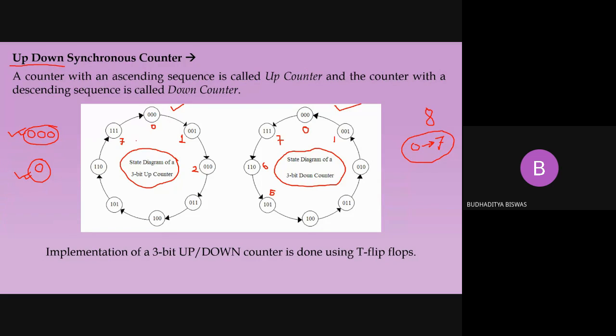So here I expressed the state in binary form, like 000 means 0, 111 means 7. But instead, if you want, you can write the decimal number directly, 0 here, 7 here, 6 here, like this. No problem. So this is the state diagram for the 3-bit up and down counter.